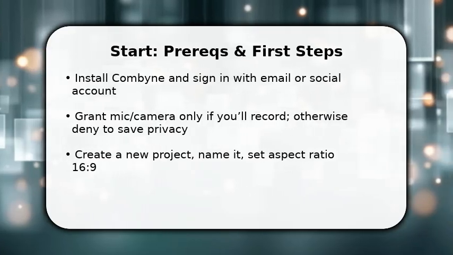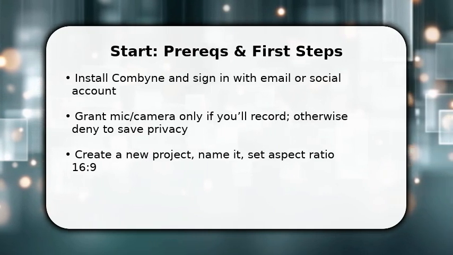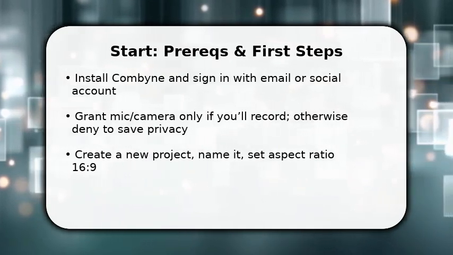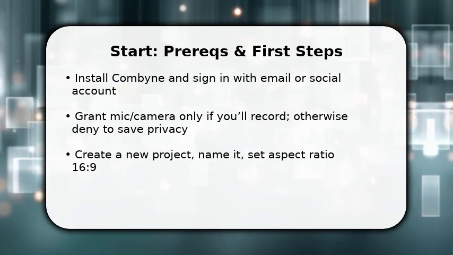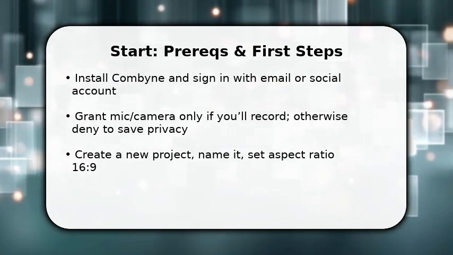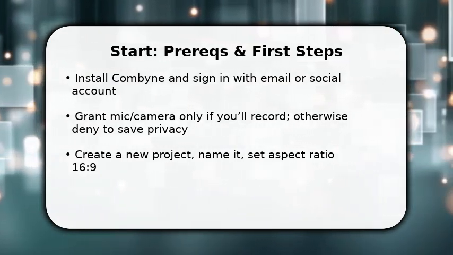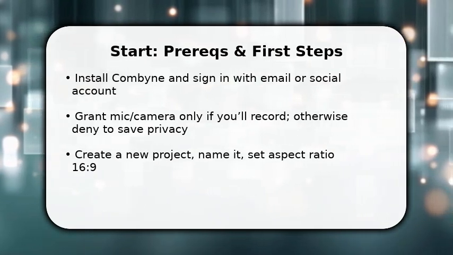You already have the essentials: Combyne installed and an account. First, open the app and tap Create New Project. Name it clearly so you can find it later. Once done, choose 16:9 or another ratio to match your output.